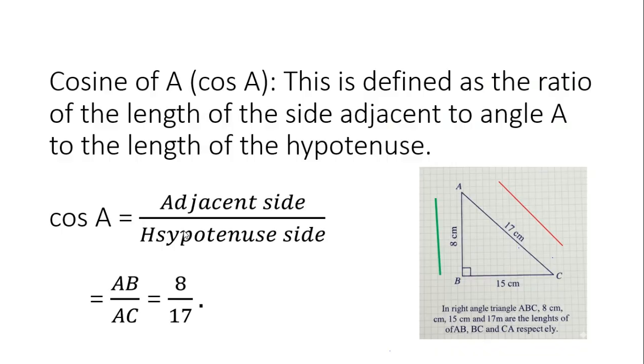In the same manner, cos. How do we define cos? It is defined as the ratio of the length of the side adjacent to angle A to the length of the hypotenuse. Simply, cos A is equal to adjacent side by hypotenuse. Here we are taking angle A, so the adjacent side is AB and the hypotenuse is AC. So cos A is equal to AB by AC, so 8 by 17.